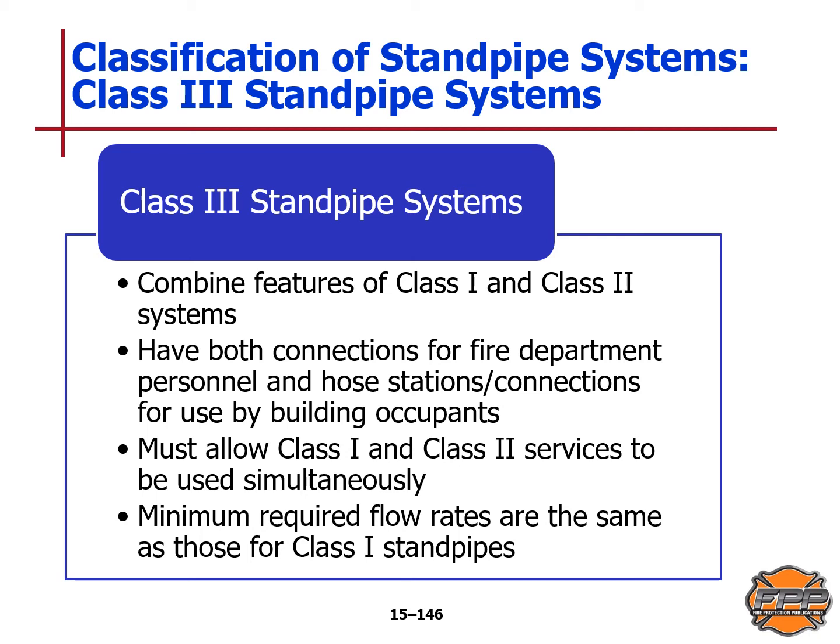Class 3 standpipe systems combine features of Class 1 and Class 2 systems. They have both connections for fire department personnel and hose stations and connections for use by building occupants. They must allow Class 1 and Class 2 services to be used simultaneously. The minimum required flow rates are the same as for Class 1 standpipes.